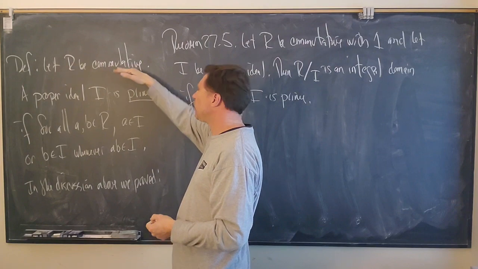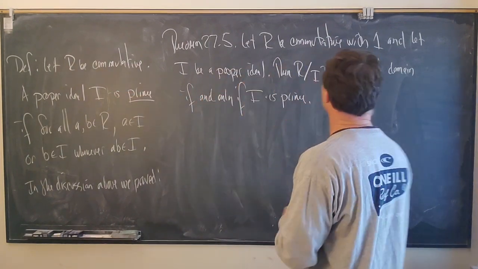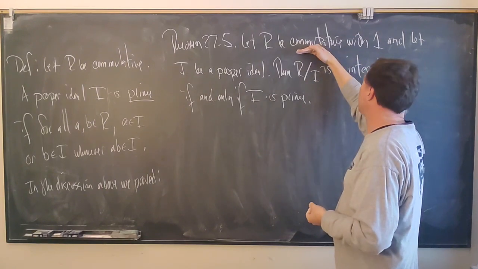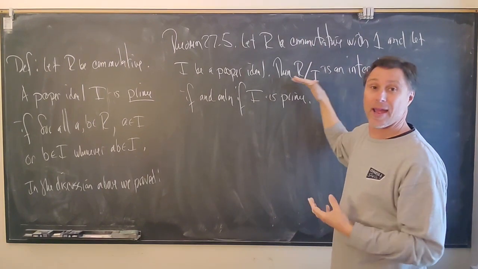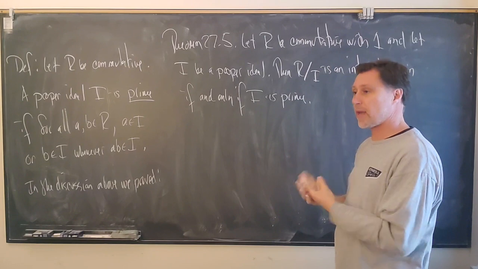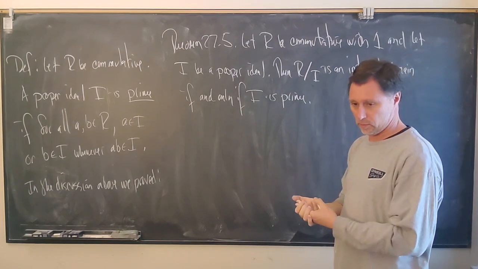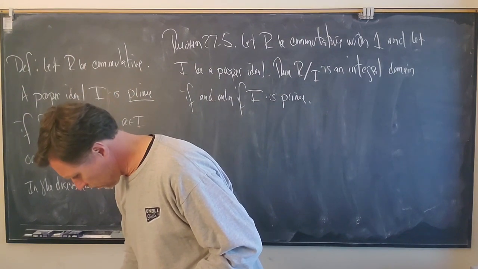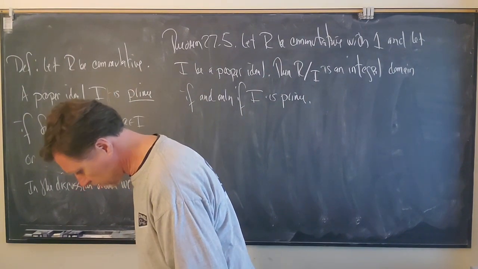One thing to note here: we can define prime ideals as long as R is commutative, so I don't need unity to talk about a prime ideal. However, in this theorem, if we're going to have an integral domain, then we have to start off with a commutative ring with 1 so that R mod I has 1 as well. Remember, an integral domain is a commutative ring with 1 that has no zero divisors. So let's look at some examples.